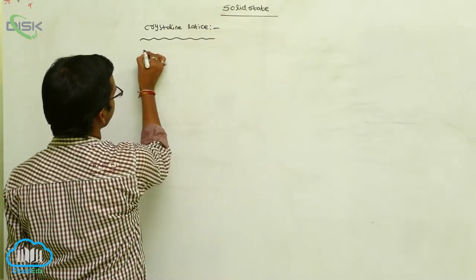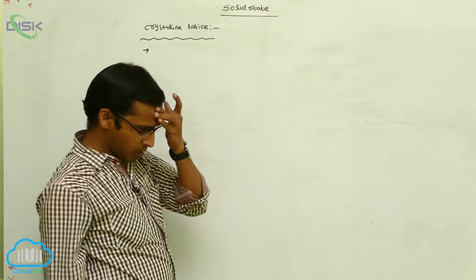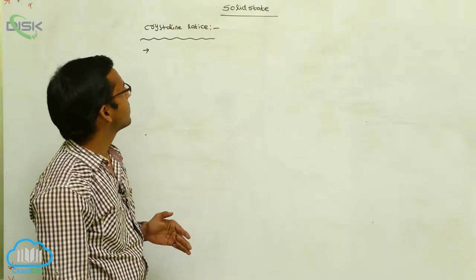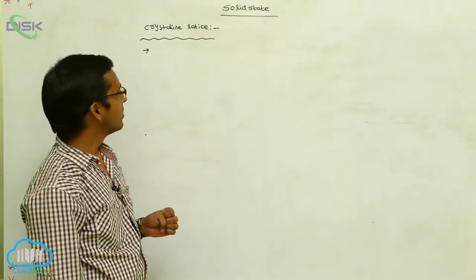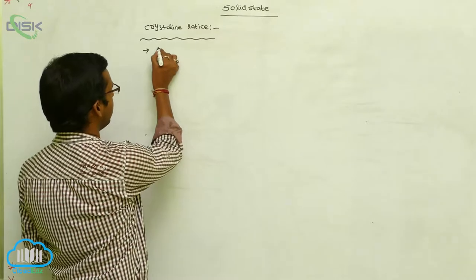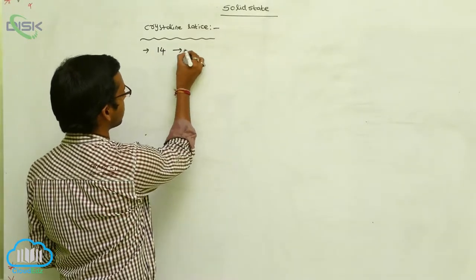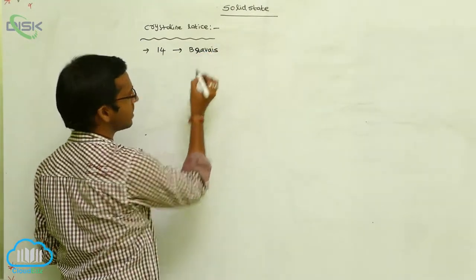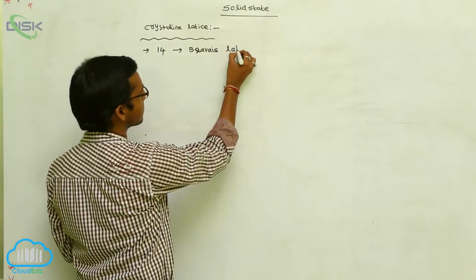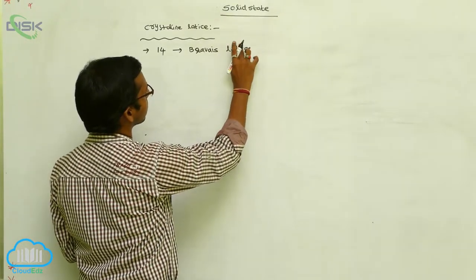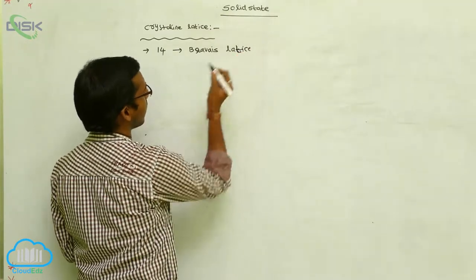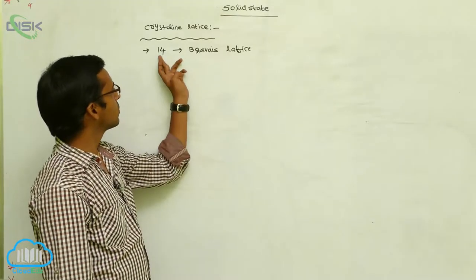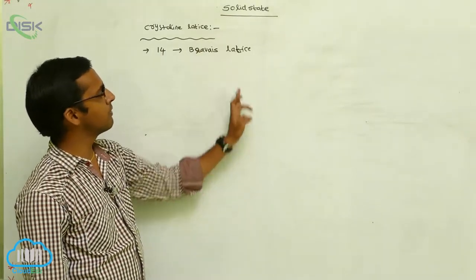Crystalline lattice. The arrangement of constituent particles in a regular manner is called a crystalline lattice. These crystalline lattices are generally 14 types, proposed by Bravais, and that's why they are called Bravais lattices.